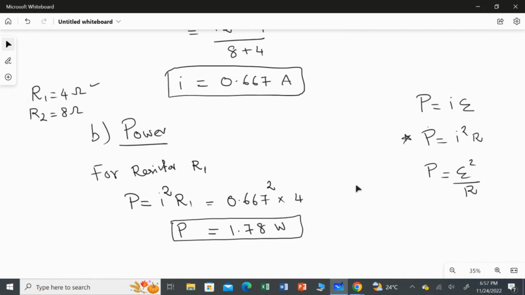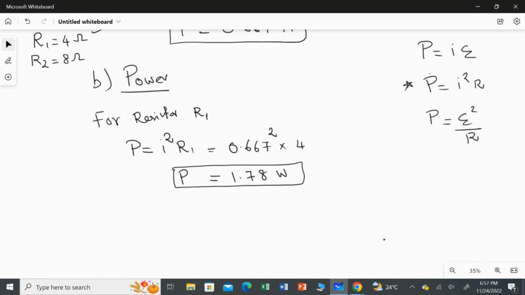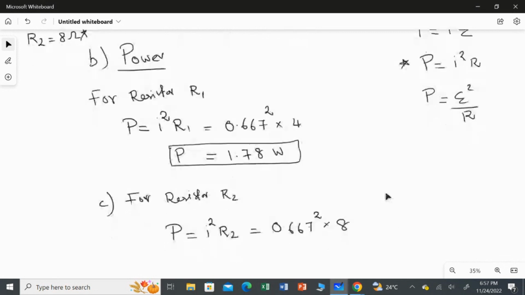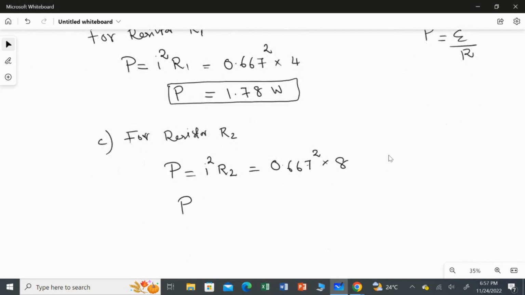Likewise, you have to find the dissipation rate if the current is passing through resistor 2. That is our third question, right? For the power calculation for resistor R2, we have P equal to I square multiplied by R2. The I value is 0.667 squared, multiplied by R2, which is 8 ohm, right? 0.667 squared multiplied by 8. I got 3.559, so I can write it as 3.56, and the unit is watt. Clear? This is the answer for the third part.